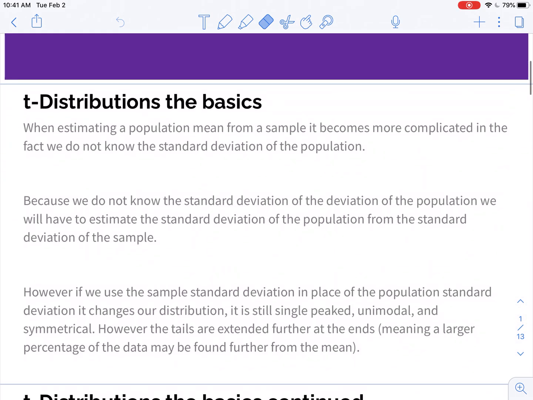So first of all, before we get into how to estimate a population mean from a sample mean, we've got to talk about t-distributions. When estimating a population mean from a sample mean, it becomes more complicated in the fact that we don't know the standard deviation of the population.